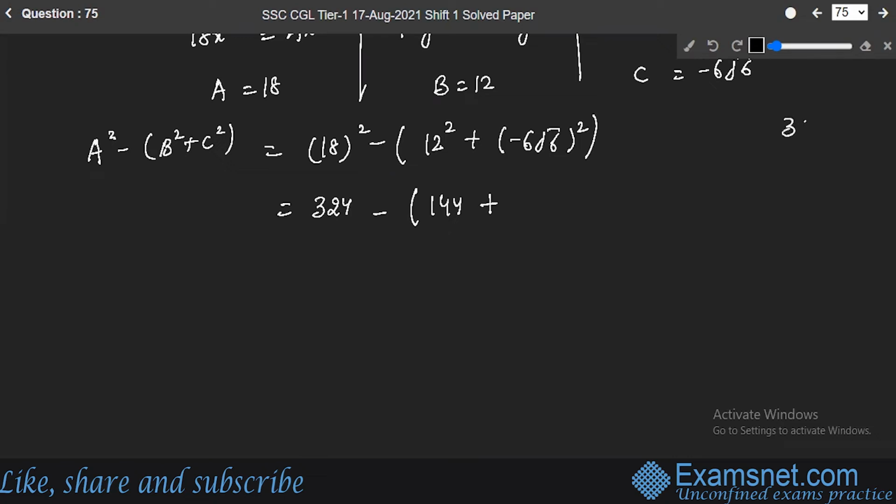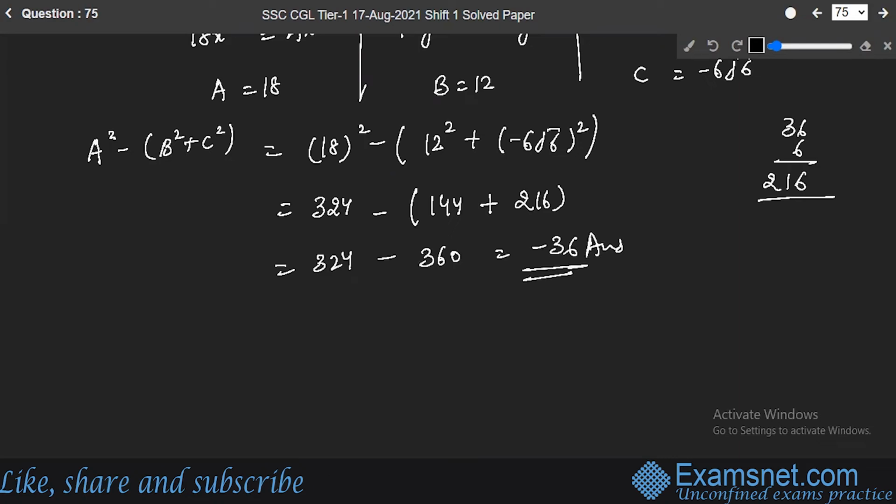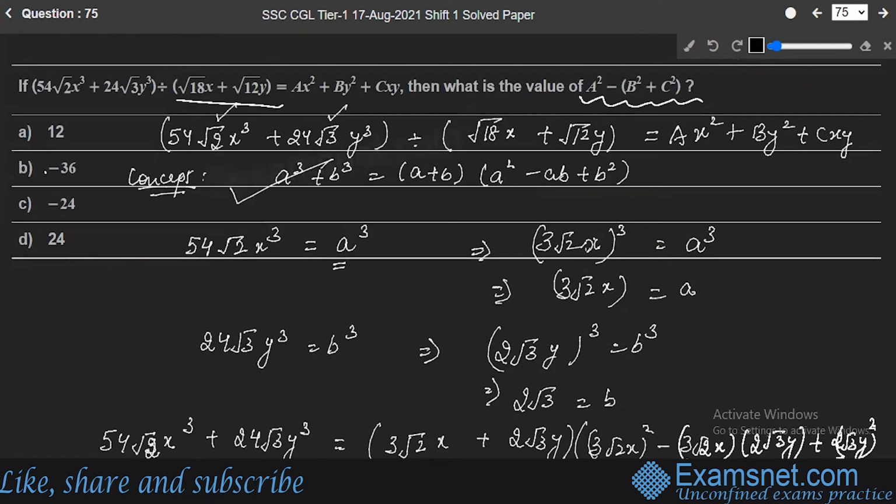And for 6 root 6, the minus sign will go away because I'm squaring it. 6 square is 36. 36 multiplied by 6 gives you 216. So this will be 324 minus 360, which will be minus 36. So this is the answer to the question. Let's check with the options. Option B is the correct answer for this question.